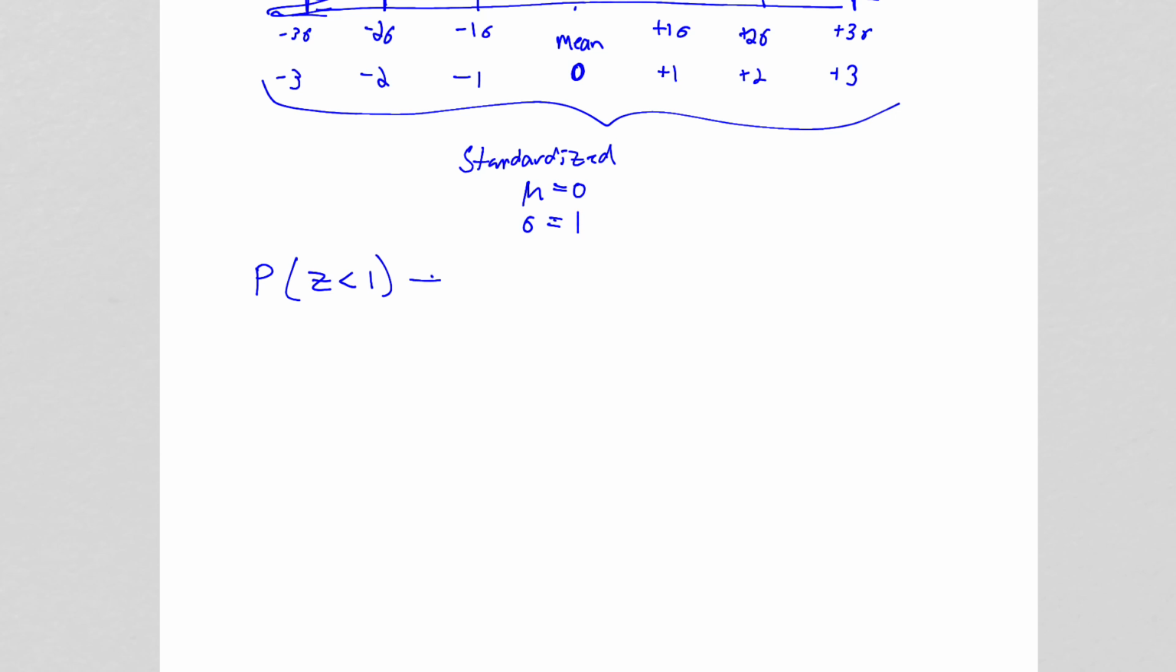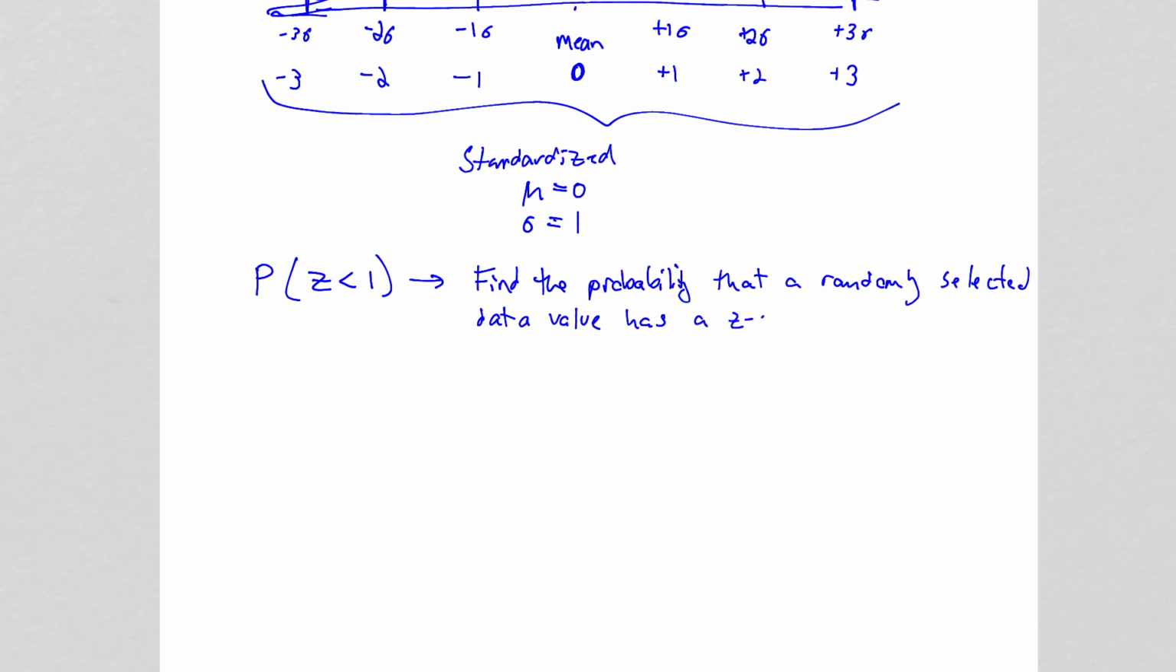Okay, this notation means find the probability that a randomly selected data value has a z-score of 1 or less.